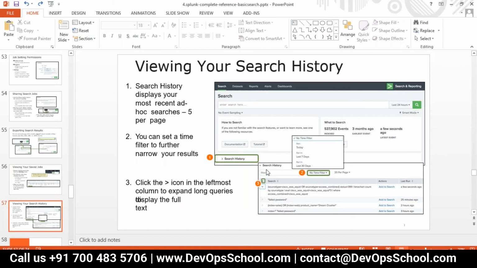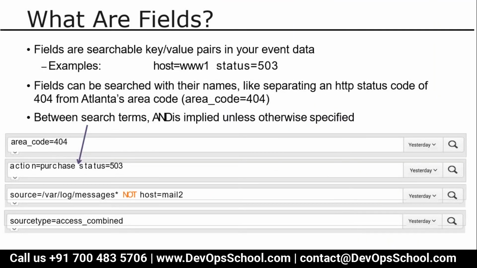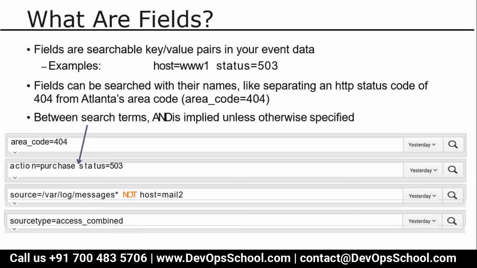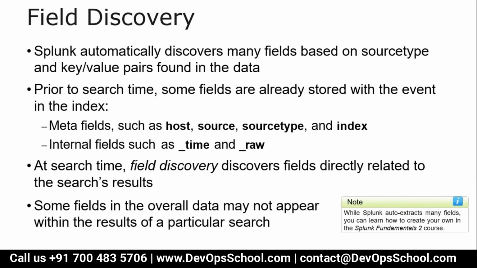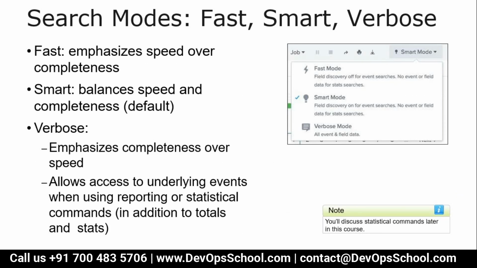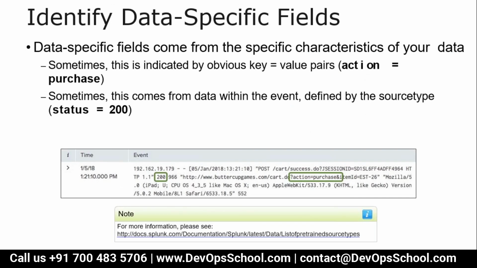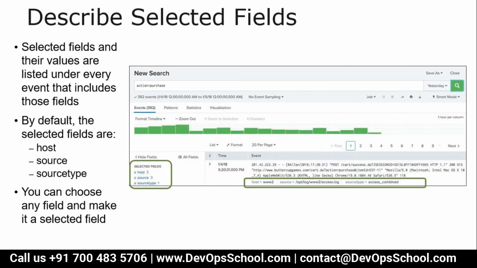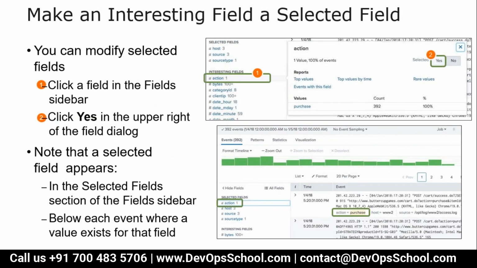interact with faster things. Okay guys, so we have understood many things. Now let's understand that here you can add multiple searches also. Fields we have understood, field discovery we have understood, search mode we have understood, data specific fields we have understood, sidebar, the interesting fields, selected fields, all fields we have understood, describe the fields we have understood, and how to make an interesting field a selected field we have understood.